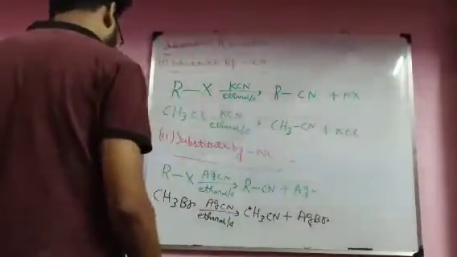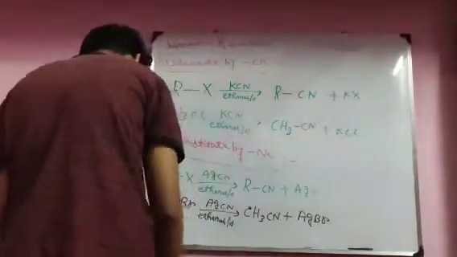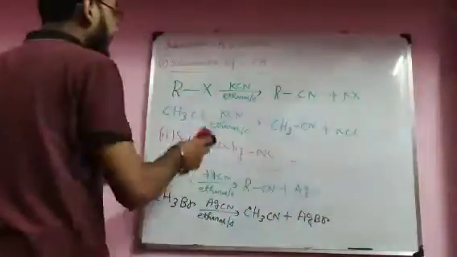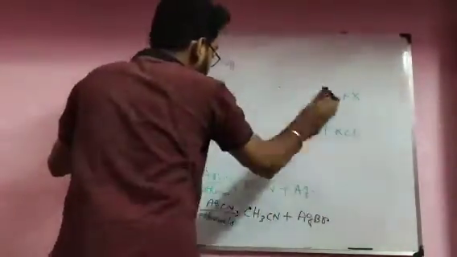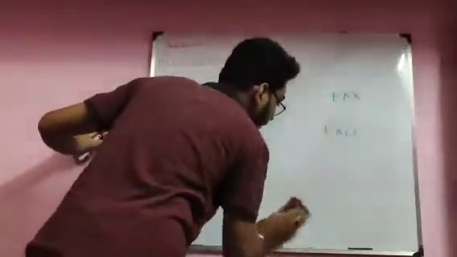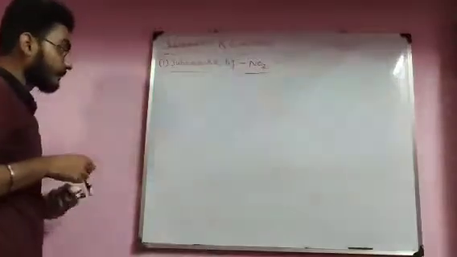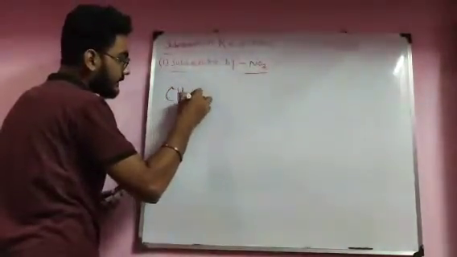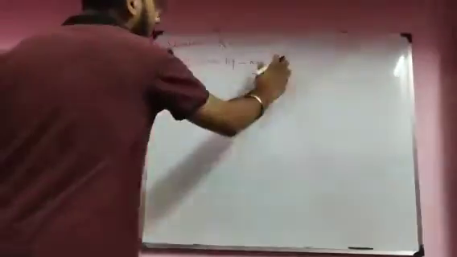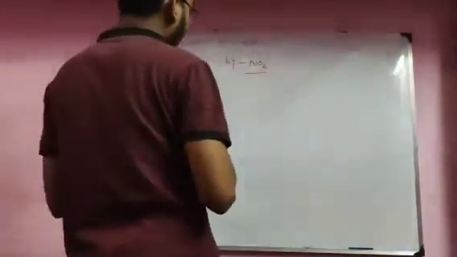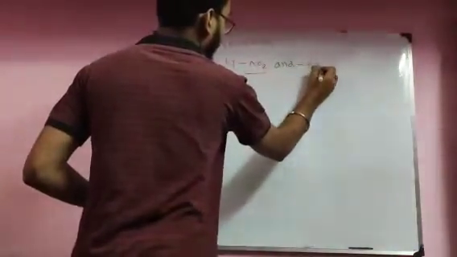Next is substitution by the NO2 group. The reaction will give the NO2 and ONO groups, CH3CH2NO2 and CH3CH2ONO. Substitution by NO2 and ONO group.